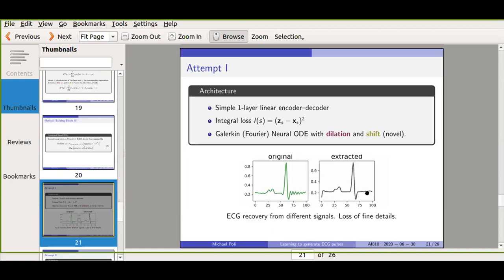The fine details are lost, like these, which are not part of the signal; these are like noise. I guess this would be nice as a denoising model. When you say that you're recovering from different signals, there were a bunch of different ones, like heart rates and blood pressure and all that. So you're using that information to reconstruct ECG? Yes. I see. Using acceleration, respiration rate, breathing rate, a bunch of others, yeah.